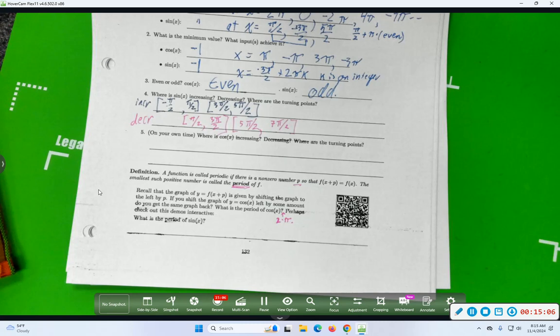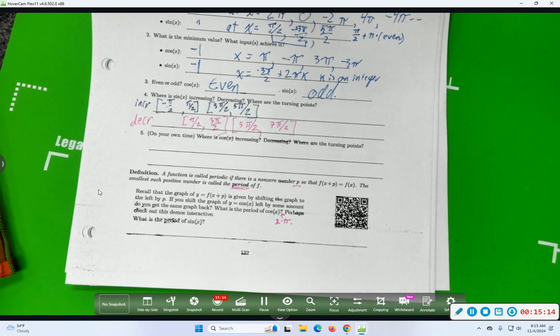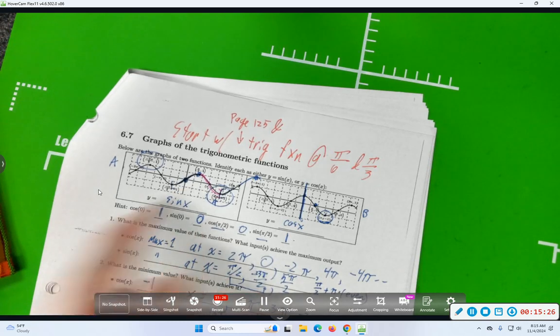Let's see, sine is like the y value? How far around the circle do you have to go before the y values start doing the exact same thing again? Oh, I don't know. There's the graph of sine right there.